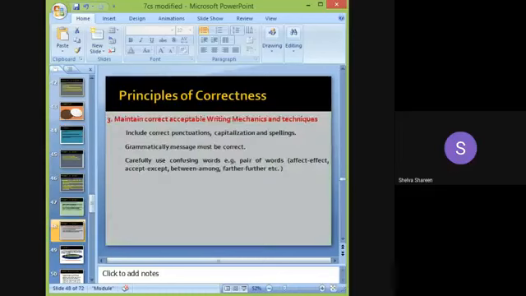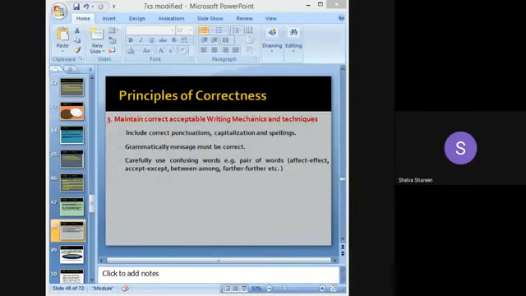Okay, next, who'll read this? Somebody would please read it. Principle of correctness. Maintain correct, acceptable writing mechanics and techniques. Include correct punctuations, capitalization, and spellings. Grammatically, message must be correct. Carefully use confusing words. Example, pair of words: affect, effect, accept, except, between, among, father, further, etc.